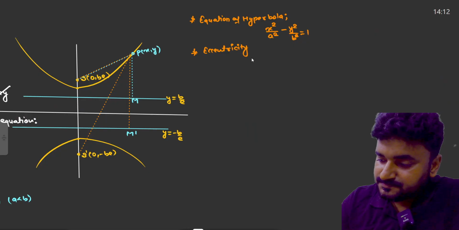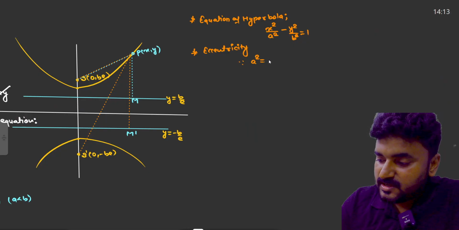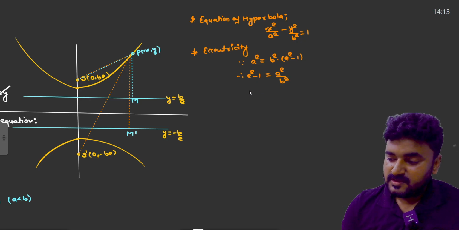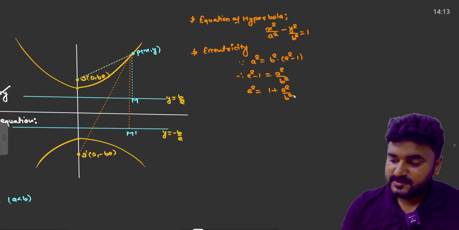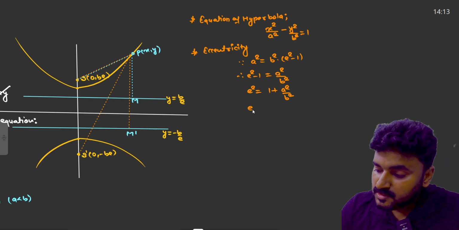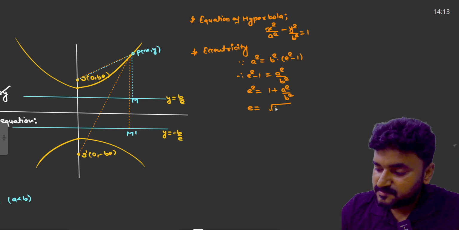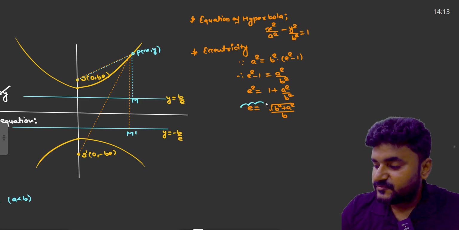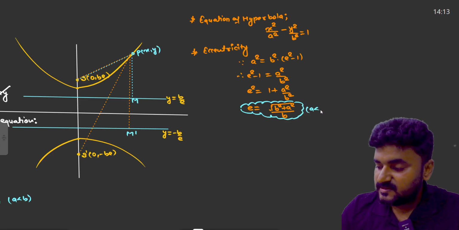So just now you have written that a square equals b square into e square minus 1. Therefore e square minus 1 equals a square by b square, so e square equals 1 plus a square by b square. Taking LCM, e equals root of b square plus a square by b. This is the eccentricity of the hyperbola when a is less than b.